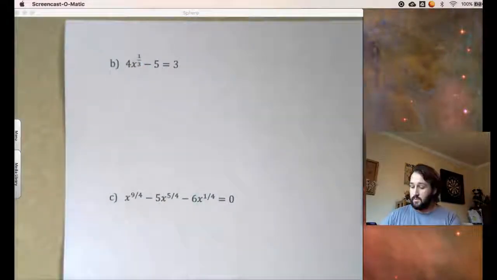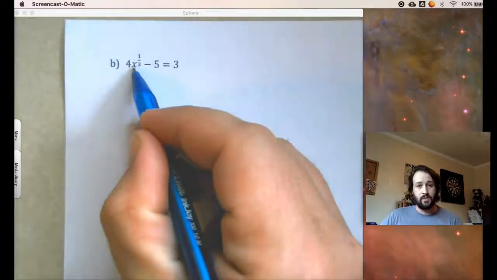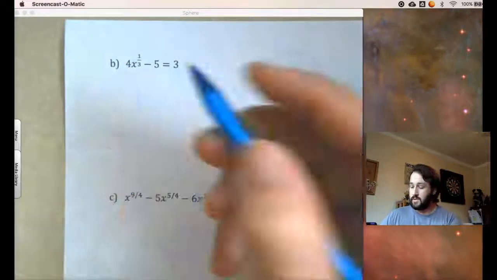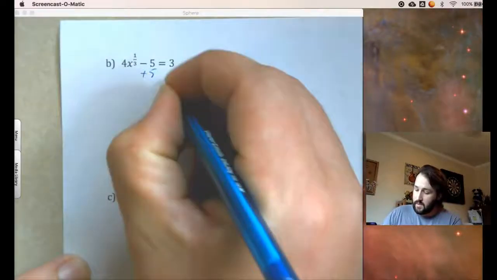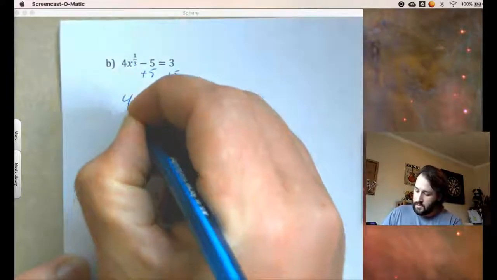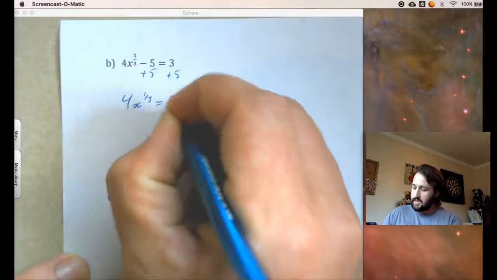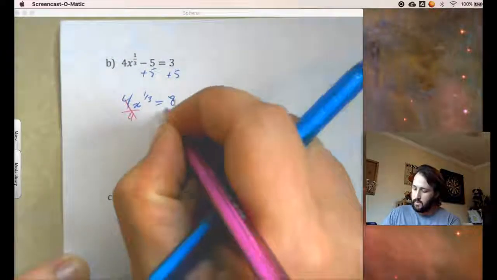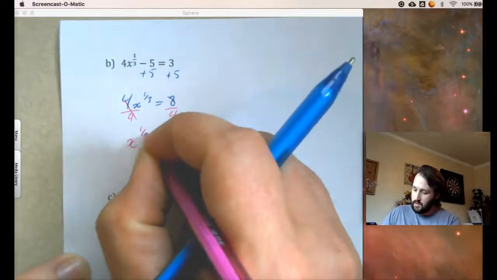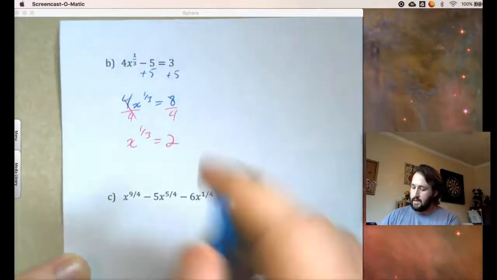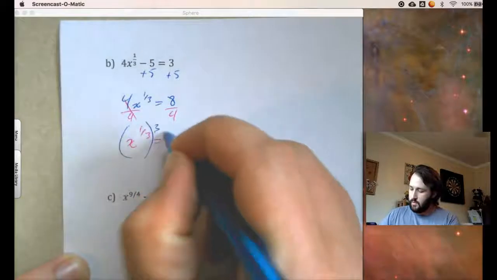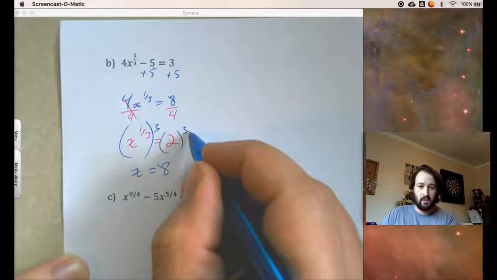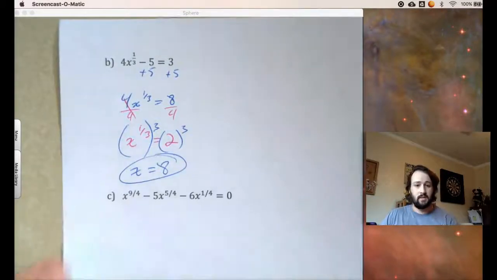So notice in this one, our fractional exponent is just on the x. It is not attached to the 4. It is not with the 5. So the first thing I'm going to do is add the 5 to both sides such that I have 4x to the 1/3 equals 8. And then I'm going to divide both sides by 4. So x to the 1/3 equals 2. And then here I can cube both sides so that x equals 8. So notice that was like 3/1, so I don't need the plus or minus. So that's it.